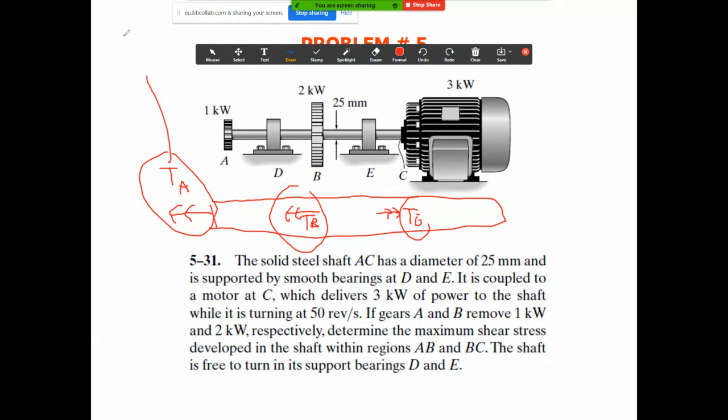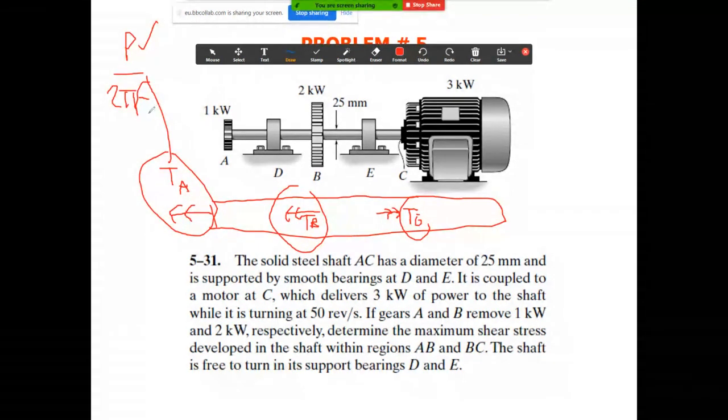By using the power divided by 2π by the frequency, isn't it? The power you have is 1 kilowatt, but be careful here. You have to multiply it by 1000 in order to convert it to Newton meter per second. The frequency is already given to you as 50 revolutions per second, so you can use it. So I can find it. Same thing you will find here.